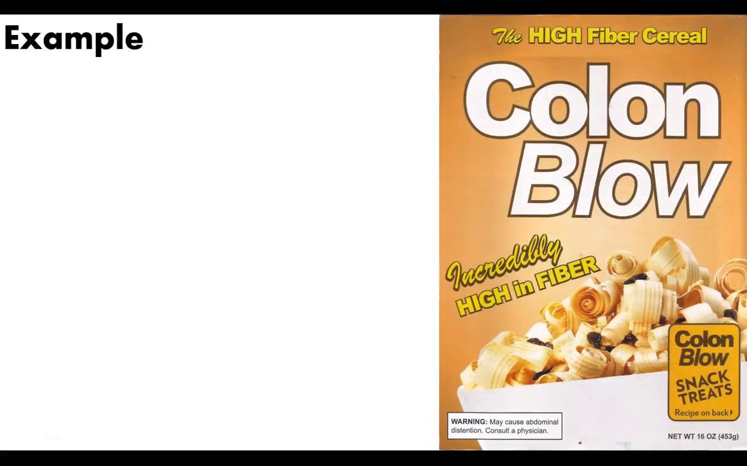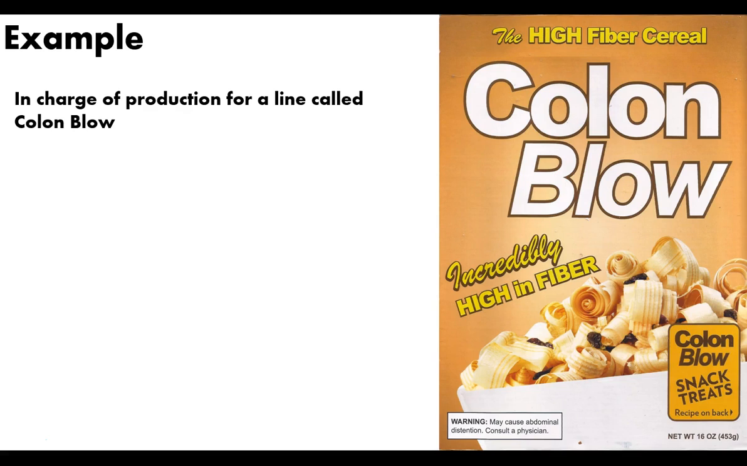So let's go through an example. There's this company that makes a high fiber cereal called Cullen Blow, and it is a very popular and very successful cereal, but they are running into some problems. The executive wants to know what the issue is and how to make his customers happy. He's in charge of the production line at Cullen Blow, and the customers have a complaint that the weight of the boxes is not predictable. It's very irregular, very sporadic.